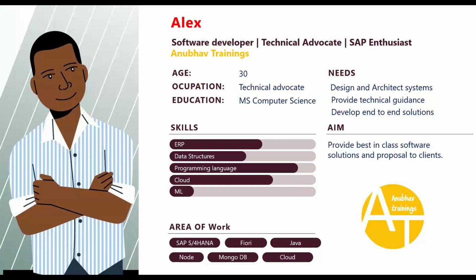His main job role is to provide best-in-class software solutions to clients, and his core skills are ERP, data structures, programming languages, cloud, and machine learning. Alex's main areas of interest are S4HANA, Fiori, Java, Node.js, MongoDB, and cloud platform.